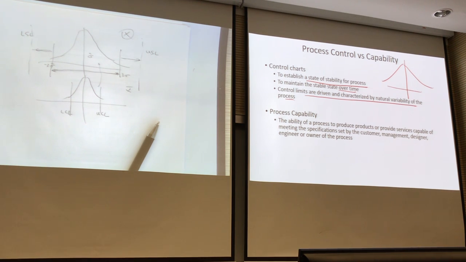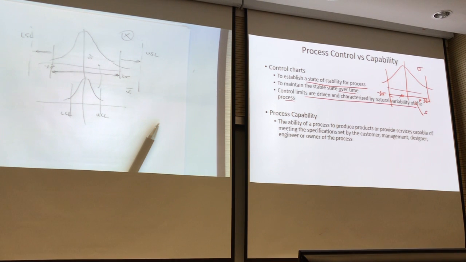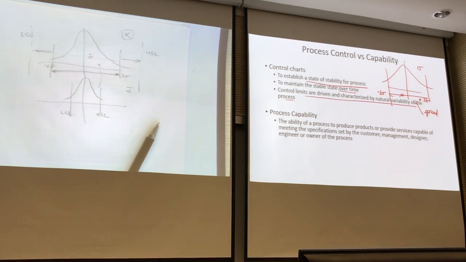So if you have a mean, you have the sigma, right? Sigma defines your variability. This is a natural process. So if you define this as plus 3 sigma, and this as minus 3 sigma, this part of it is called the process spread. Natural process spread, right?